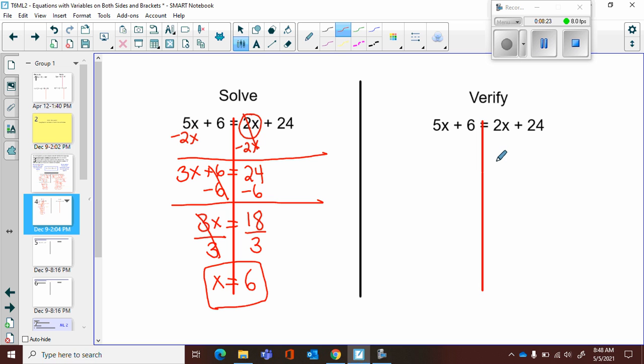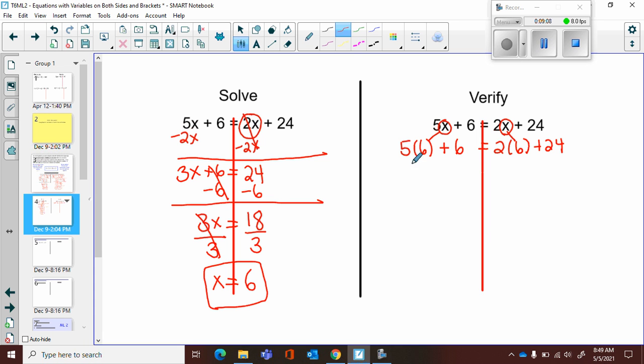Okay, I do want to verify just to make sure that I have the right answer. So this is the first time we've verified where we have variables on both sides of our equation. So all you're going to do, same as before, is you're going to replace every x with a 6. And then you're going to work out or calculate both sides of the equation and see if they equal each other at the end. So here we have 5 multiplied by 6 plus 6 equals 2 multiplied by 6 plus 24. So all I've done is taken that x and I've put in or substituted in a 6 instead, because that's the answer I found.